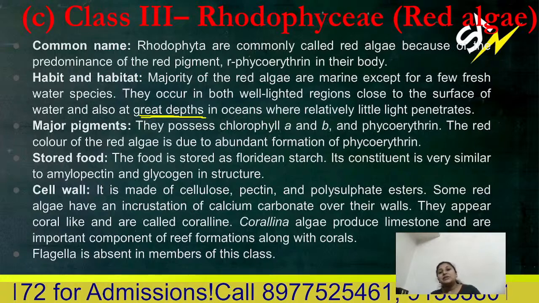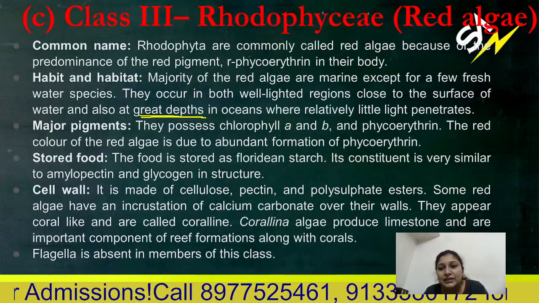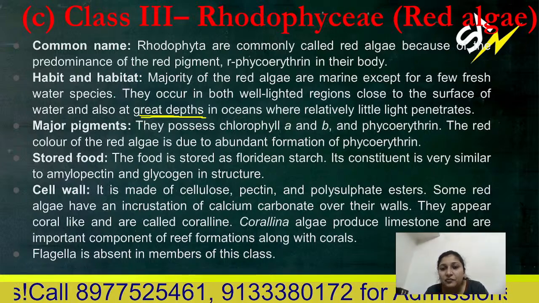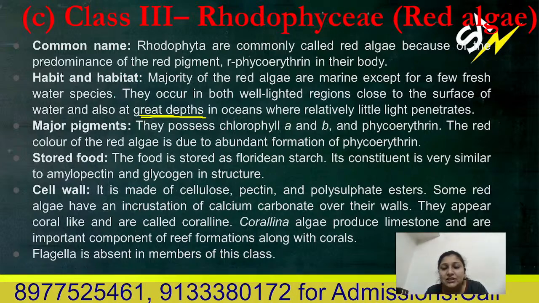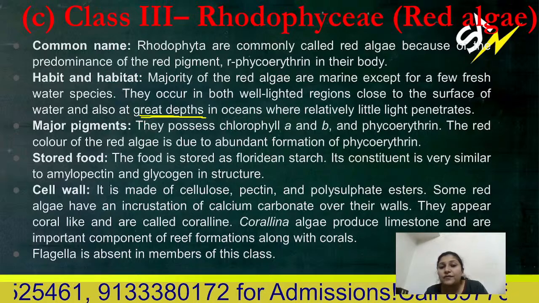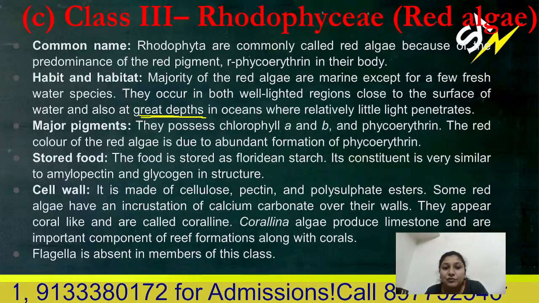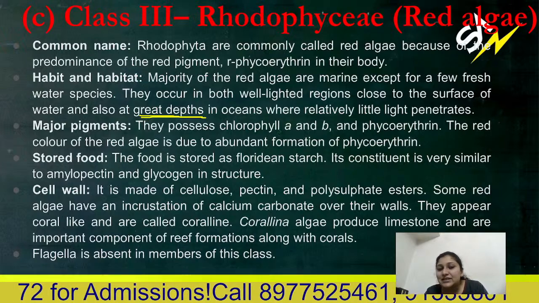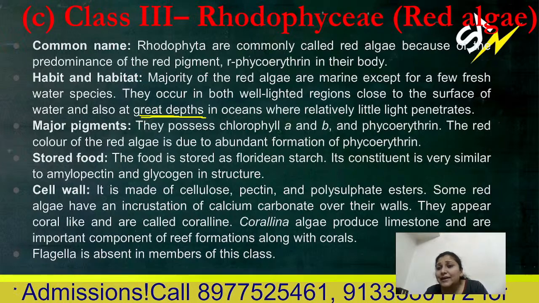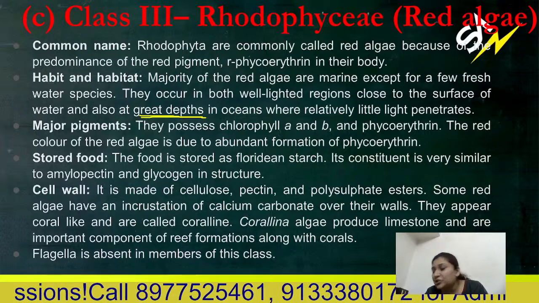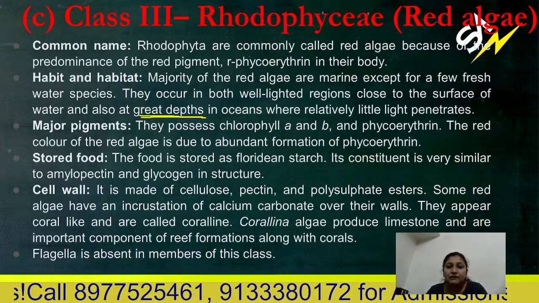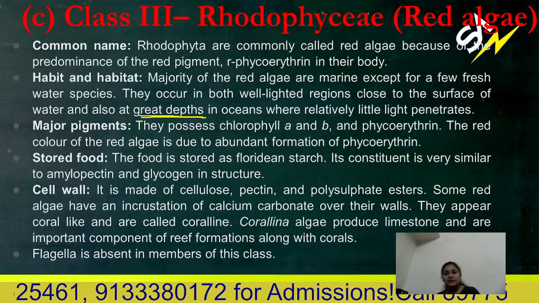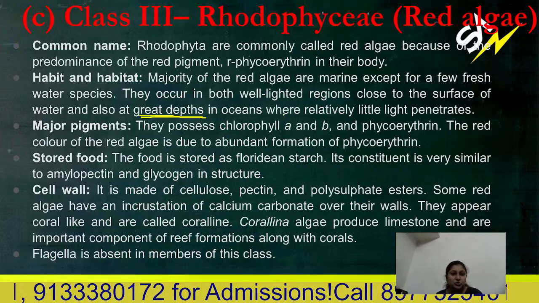So a question can be asked on this point: which type of producer can be present at the bottom of the sea, at the great depth of the sea, and still carry out photosynthesis? It is red algae, which can be present at great depth in the ocean.